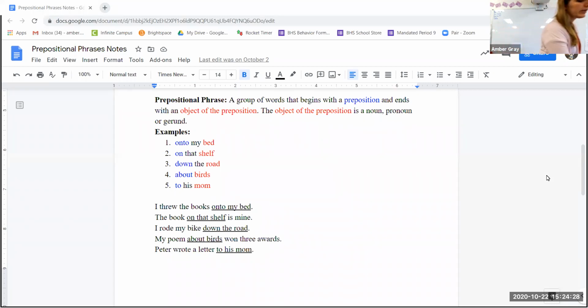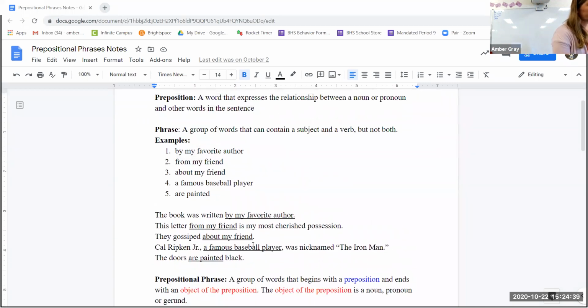So if we go back to our examples, notice all of these prepositional phrases start with a preposition and they end with an object. I'm going to scroll up. Now, which of these examples are prepositional phrases? By is a preposition and author is a noun, the object of the preposition. So that's a prepositional phrase.